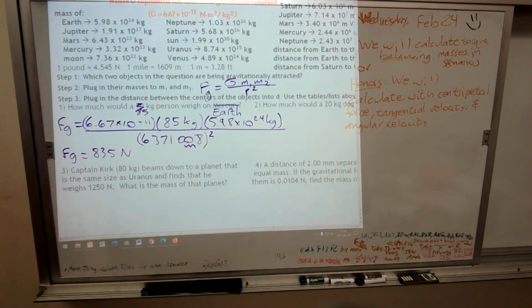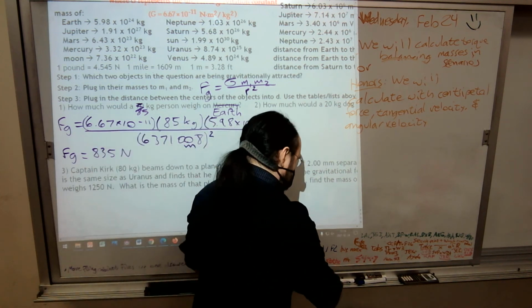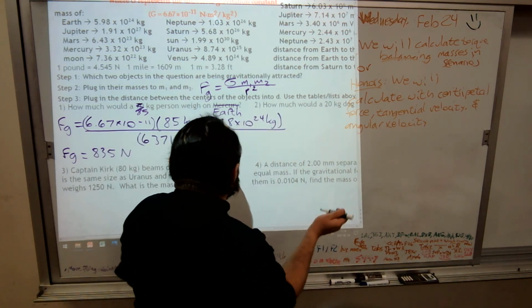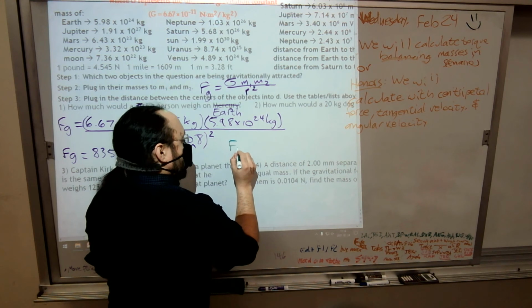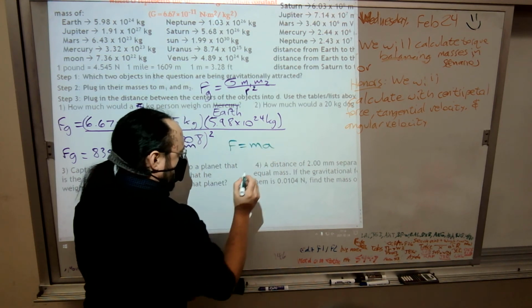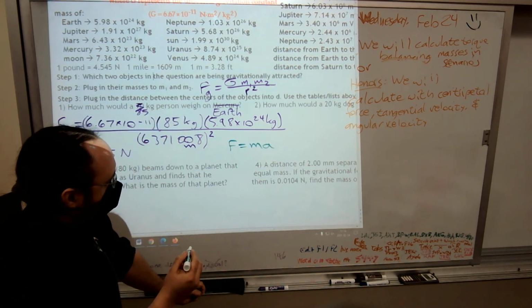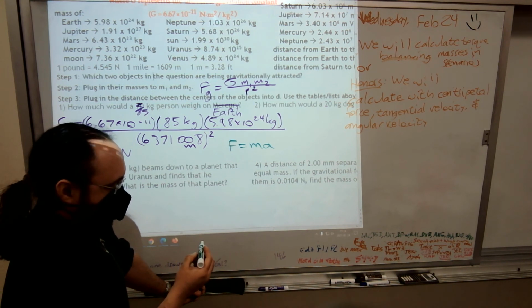Let's try it the regular way. Let's see if one of these other markers work. How about this one? Let's calculate my weight just with F equals ma. That's a different color than my other green marker. Weird.